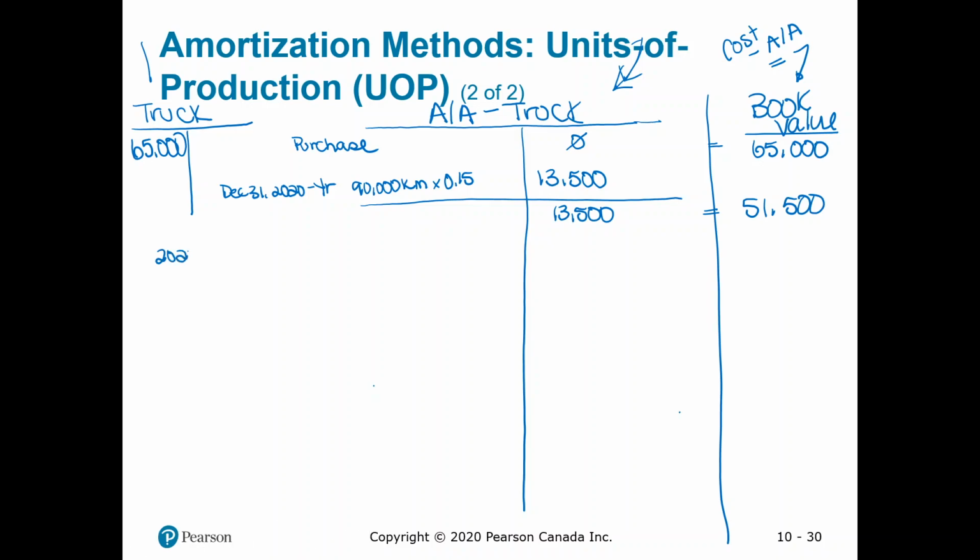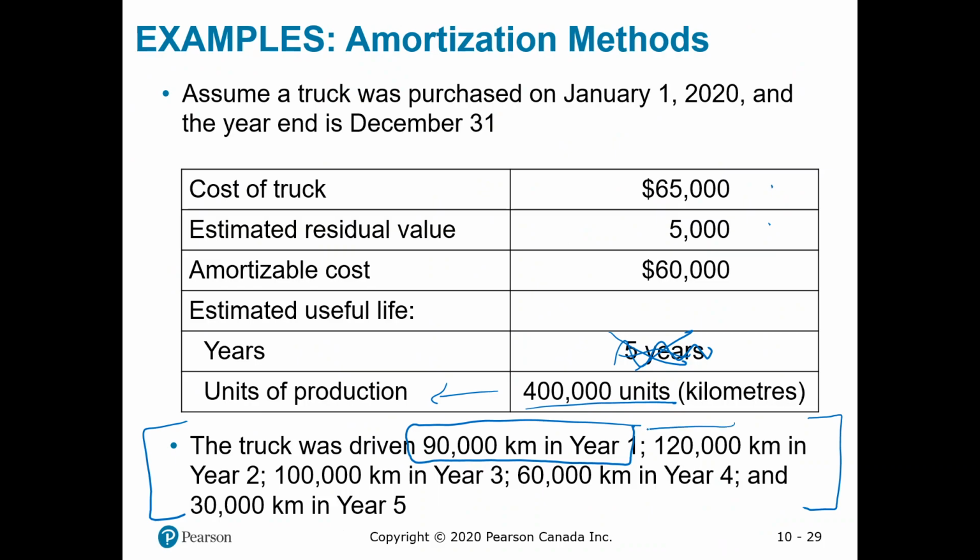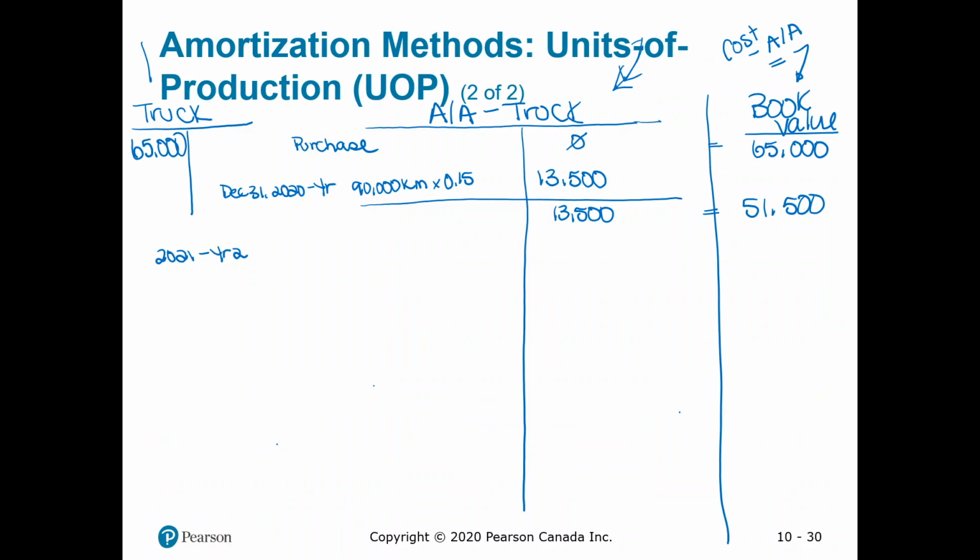So for 2021, which is year 2, we look back to the question here. In year 2, 120,000 kilometers were driven. So now we take 120,000 kilometers times 15 cents, and we end up with 18,000. So in year 2, we would have debited amortization expense for 18,000. You can see it's a different amount because it depends on the number of kilometers driven.